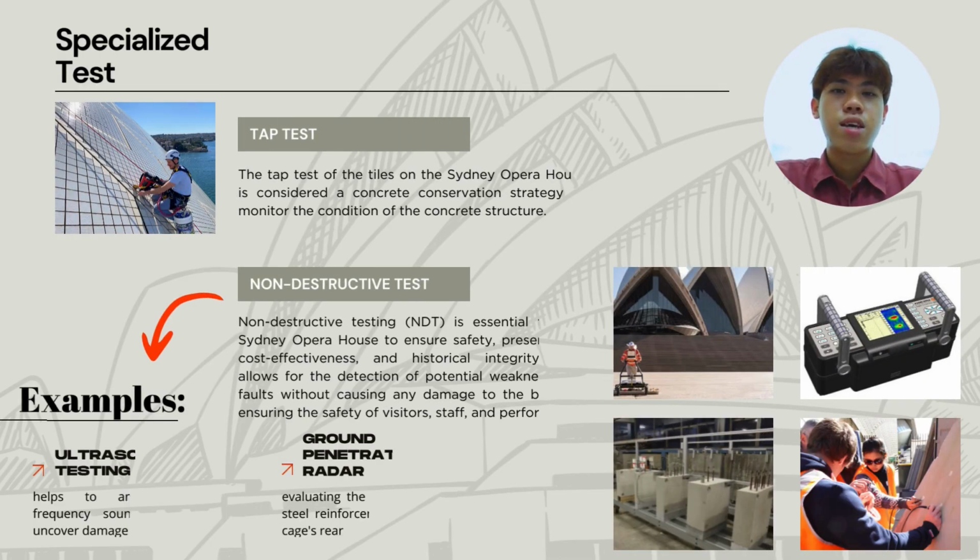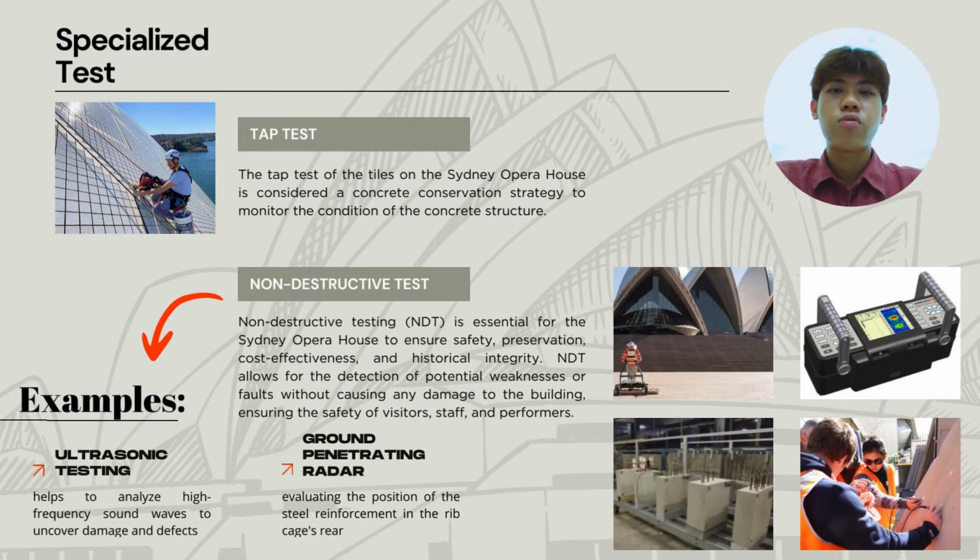In addition to standard tests, specialized testing is often required for unique structural or environmental needs. An example is the tap testing of the Sydney Opera House by using a tapping hammer and a microphone. Every 5 years, inspection engineers abseil the structure to tap test the tiles, which are fixed to concrete lids on the sills. This test checks for changes in sound or appearance, serving as a concrete conservation strategy.